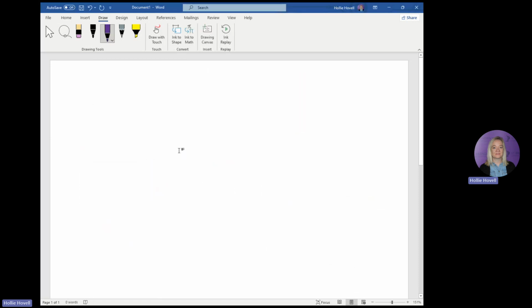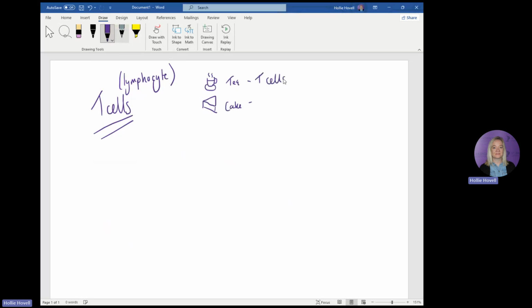So have a little think, what type of immunity were T cells involved in? So remember, the fancy name is a T lymphocyte. And think about my little drawings. What should come to mind is a cup of tea and a piece of cake. So our reminder is tea and cake, and that reminds us that T cells are involved in cell-mediated immunity.